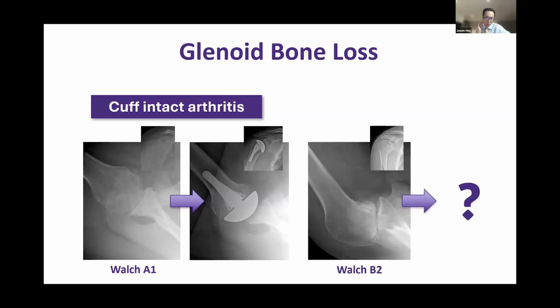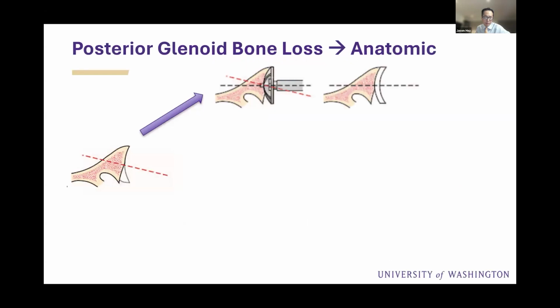But then when you look at a Walch B2 glenoid where we have a biconcavity, there's two concerns. One is the biconcavity that won't support a polyglenoid. And then we also have posterior decentering where the humeral head is sitting posterior to the center of the glenoid face.